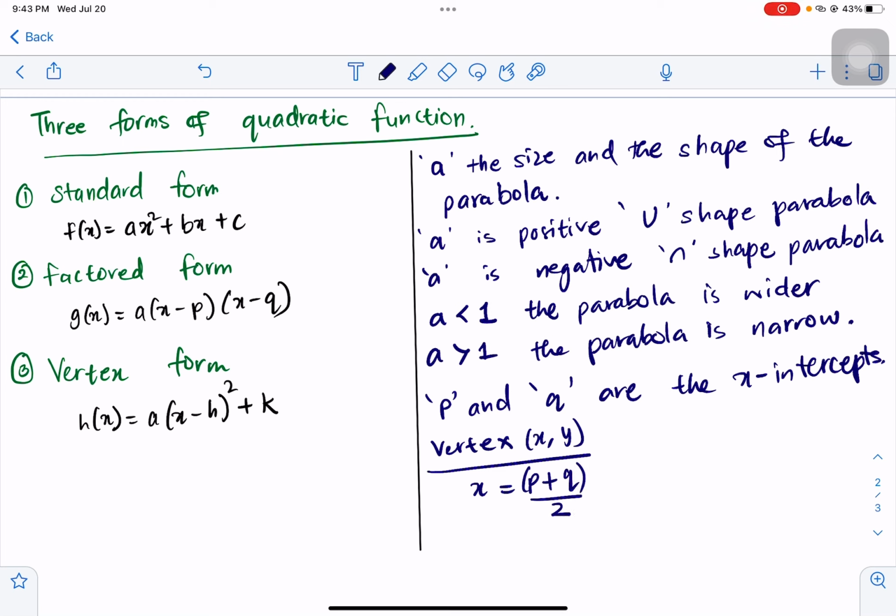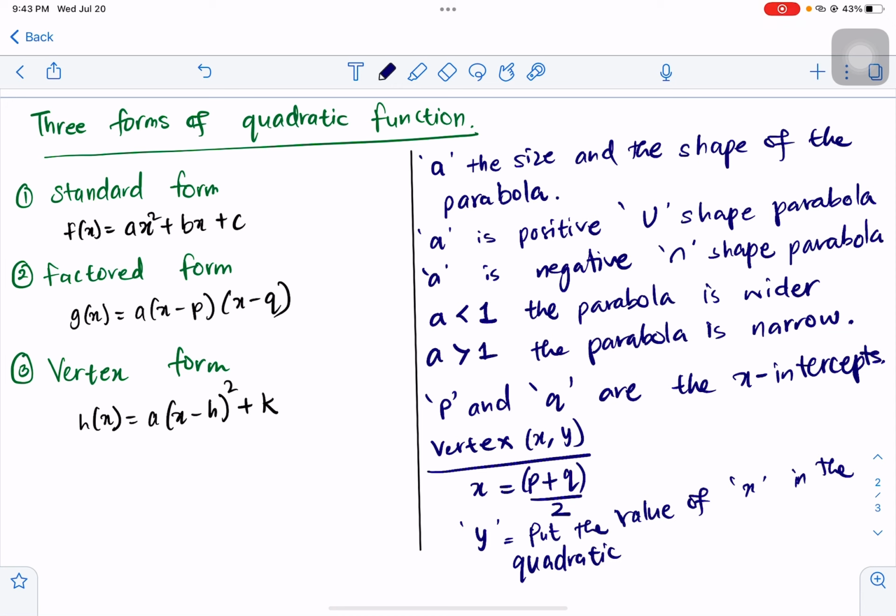So when you do this, you will get the value of x for your vertex, and for your y you will only get it when you substitute, replace, or put the value of x in the quadratic function and find the value of y. So this is how you get the value of y. So when you have the vertex and the x-intercepts, this will help you to plot the graph.